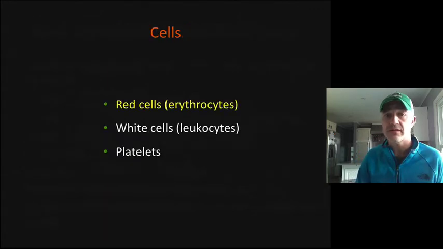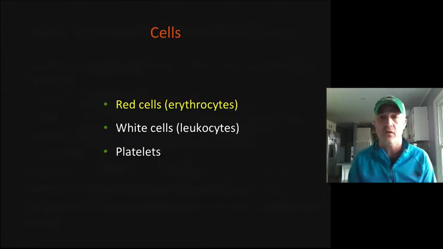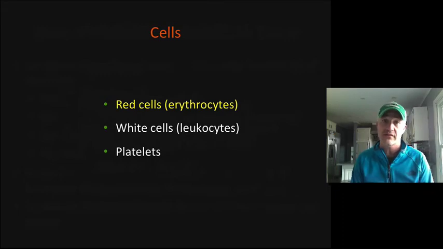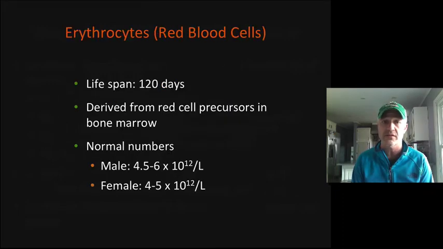So let's start out with red blood cells, or the other way you need to know them, erythrocytes. You need to know both names. One of the things you'll notice when you look at these, and I'll show you a picture of them in just a little bit, is that they don't have a nucleus. Not having a nucleus is kind of a key thing with these red blood cells.